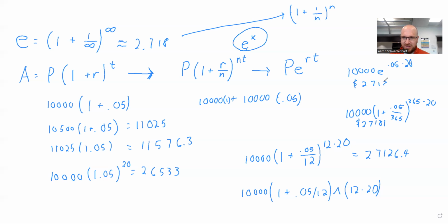This doesn't get us a lot more than daily, but an extra $1.80, I mean, I'd take it. So this is continuous compound interest and the number e, okay?